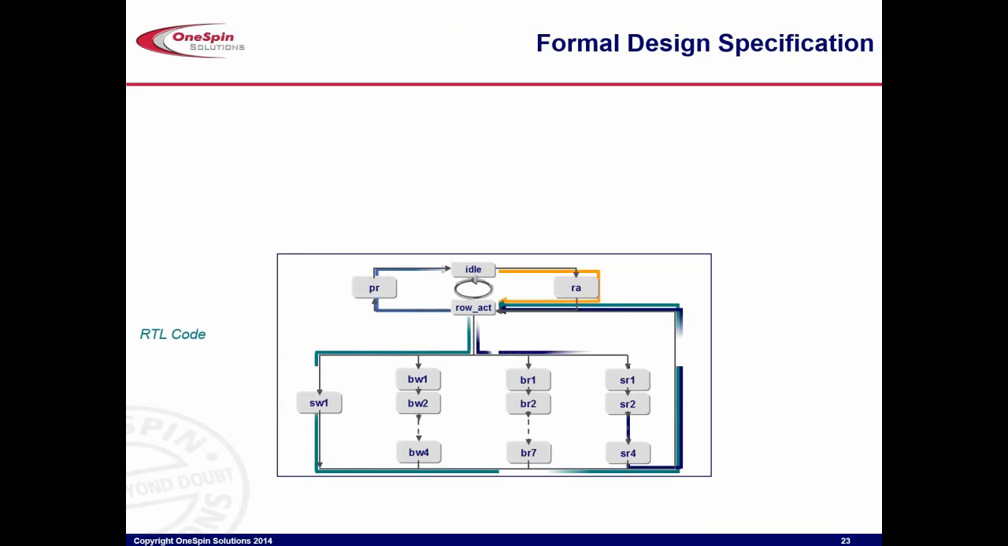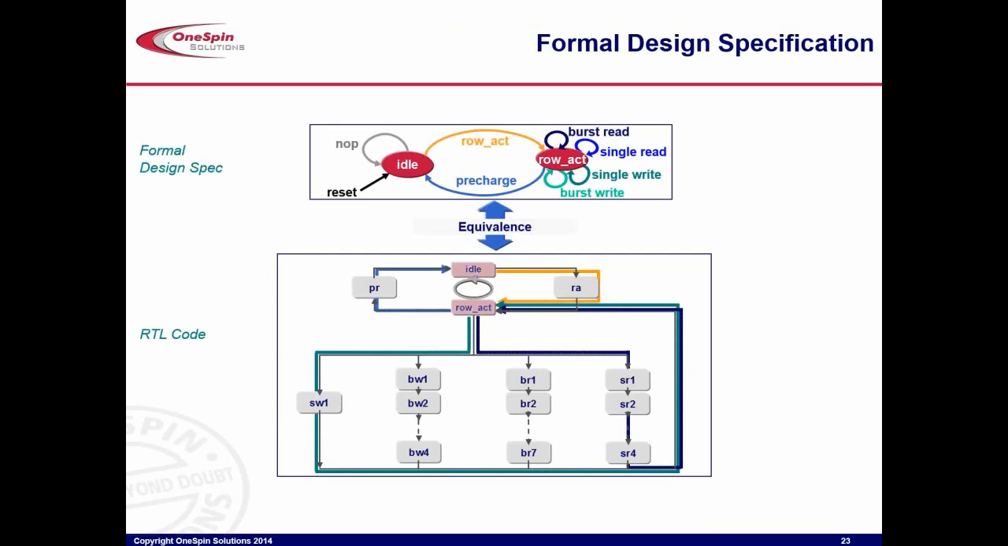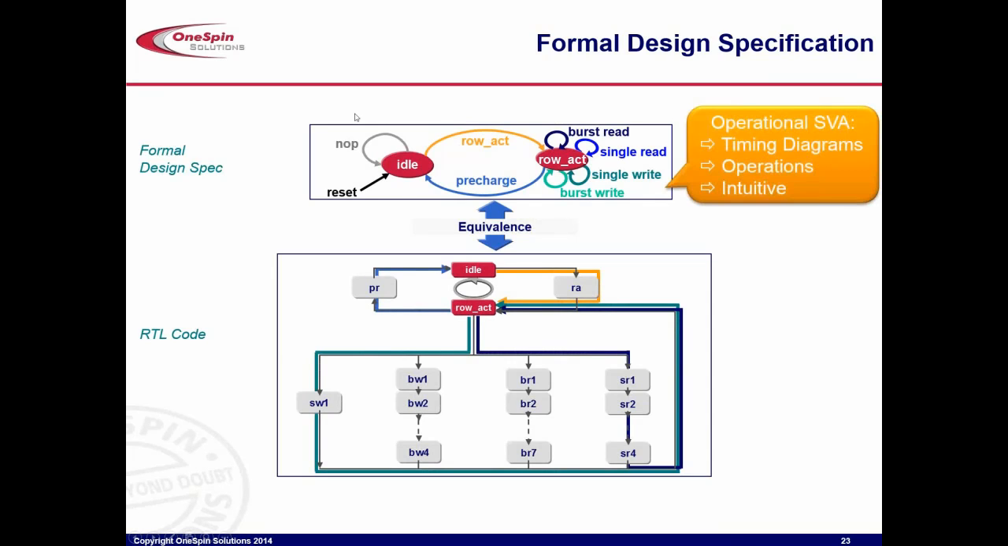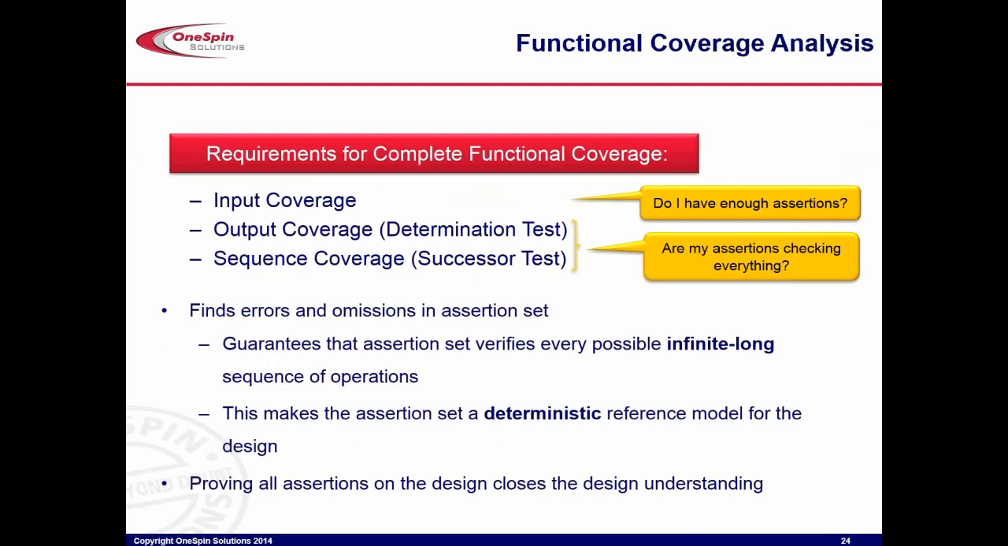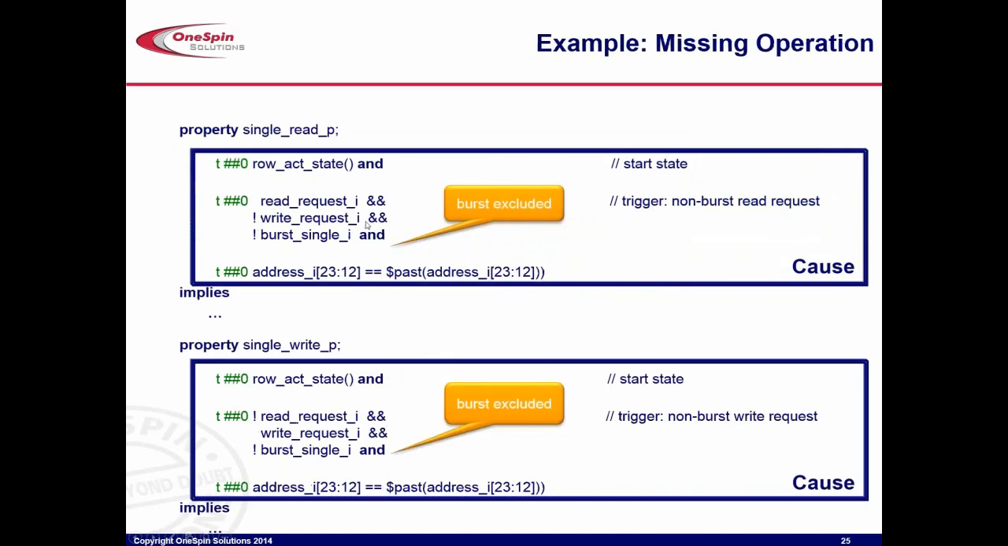We can take this RTL code, and what we want to do is we want to prove that our set of assertions actually forms a reference model, a bisimulation model for our RTL, and that our assertions completely cover the functional space of the design. To do that, we need three criteria, basically: input coverage, output coverage, and sequence coverage. I don't want to explain everything in detail here because it's getting too far. Just one thing, one example.